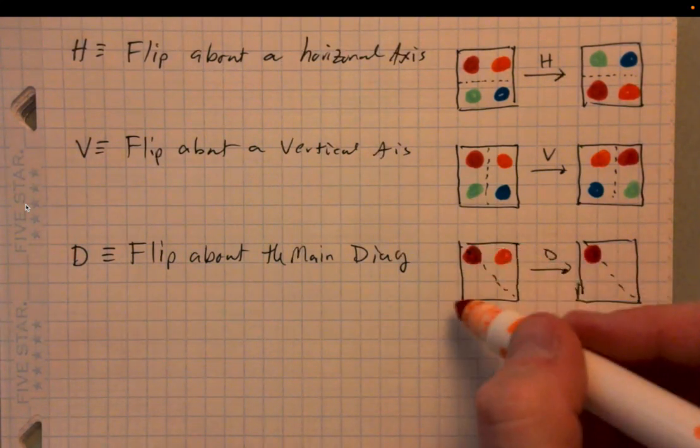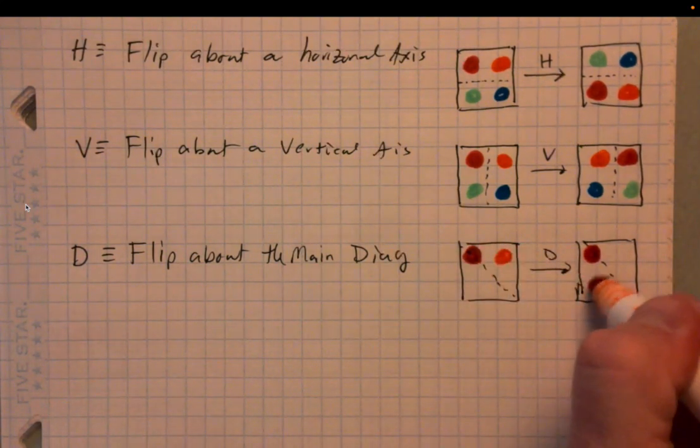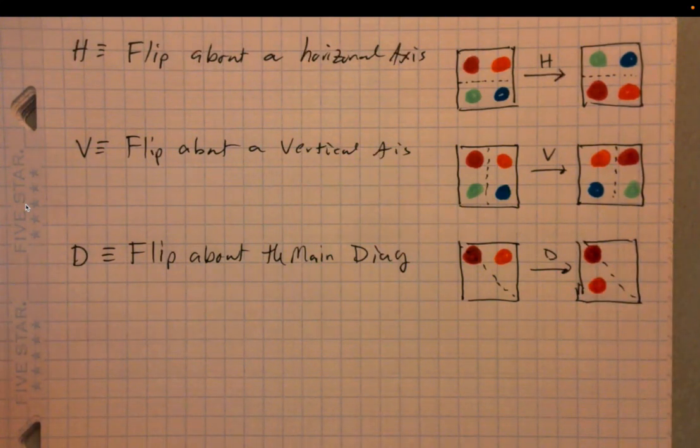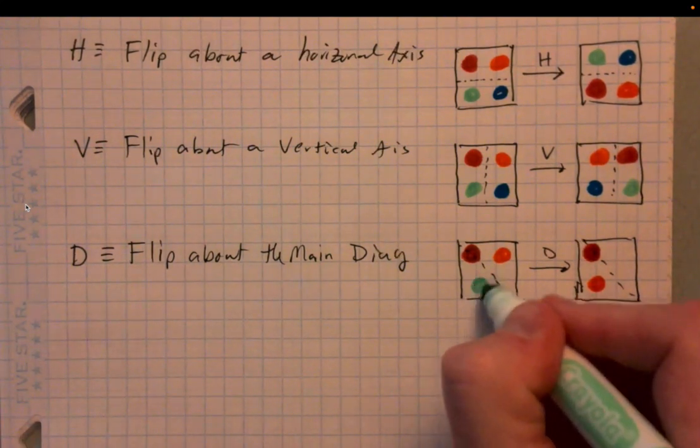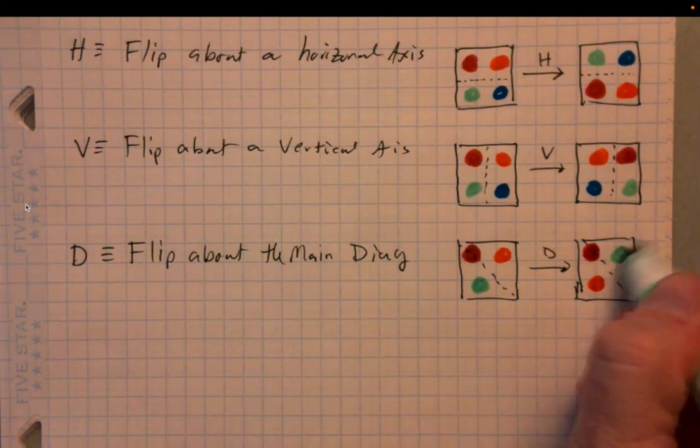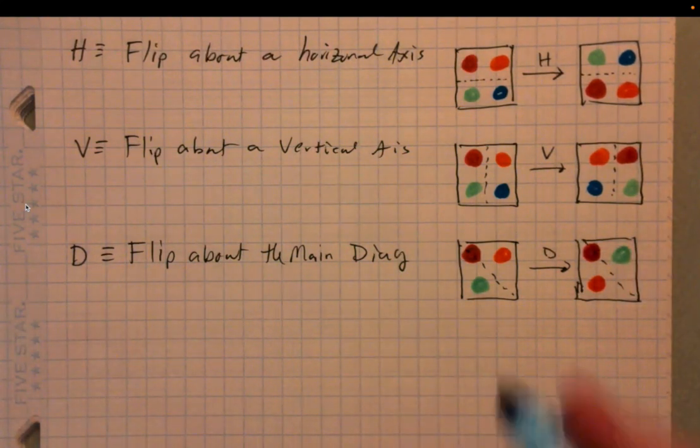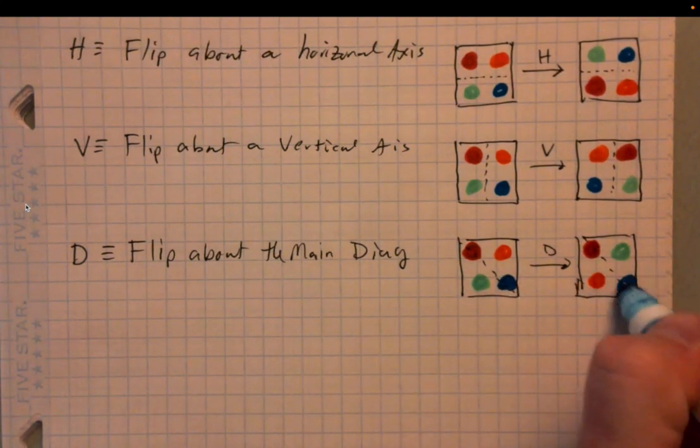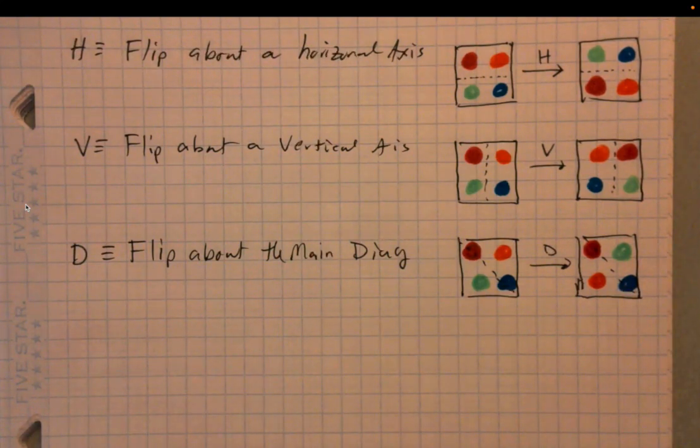The orange is over here. Now that guy is going to flip down, isn't it? It's going to end up down in this spot. The green starts here and it flips up into that spot. And then the blue is on the main diagonal, so it too will stay put with this move.